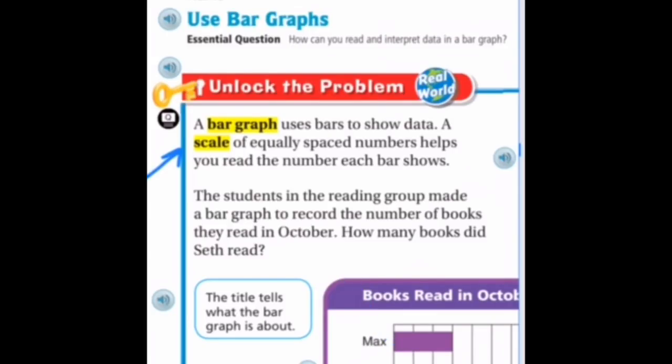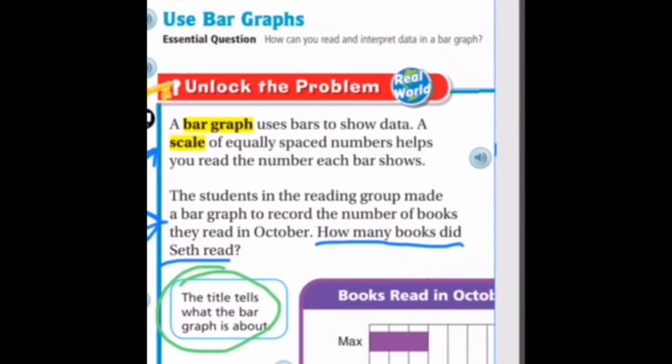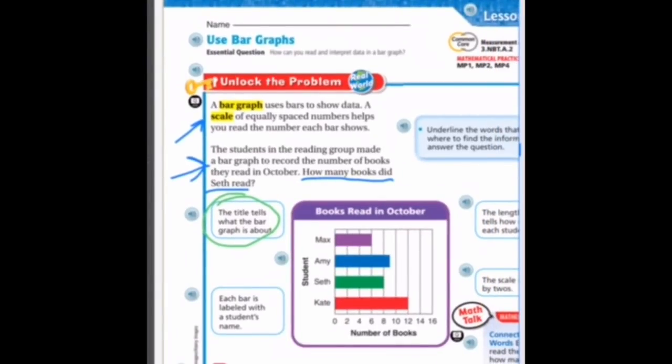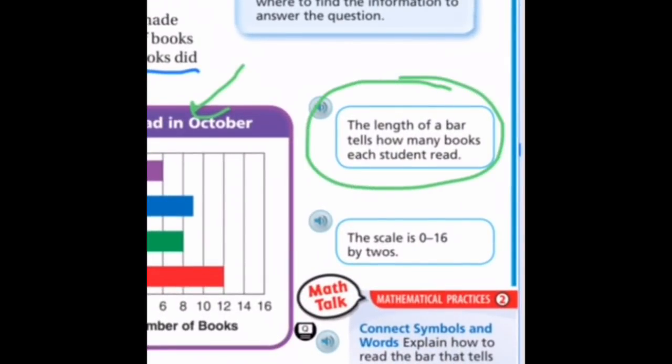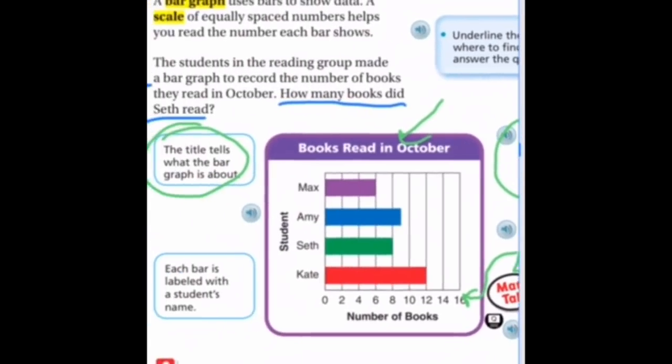Okay, so the students in the reading group made a bar graph to record the number of books they read in October. How many books did Seth read? Okay, all right, so let's take a look here at this note. The title tells what the bar graph is about, so just like our frequency tables or tally charts or picture graphs, we have a title right here, okay? And the length of a bar tells how many books each student read. And the scale is 0 to 16 by 2s. And here's our scale right here. Okay, 0 to 16 by 2s.